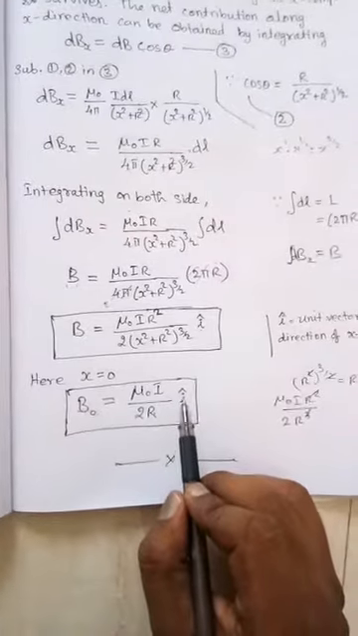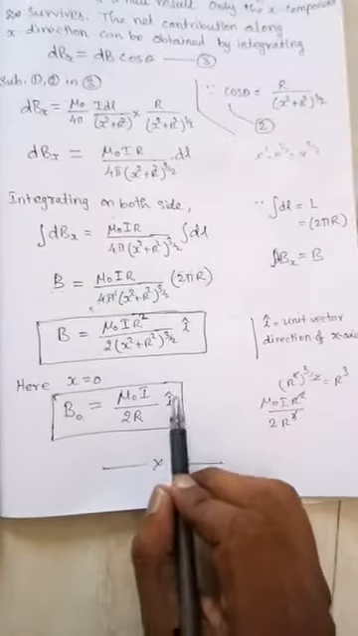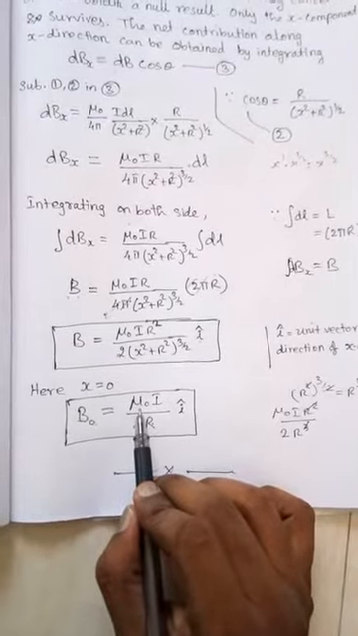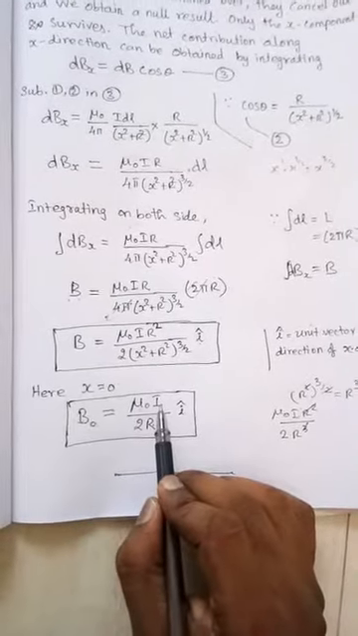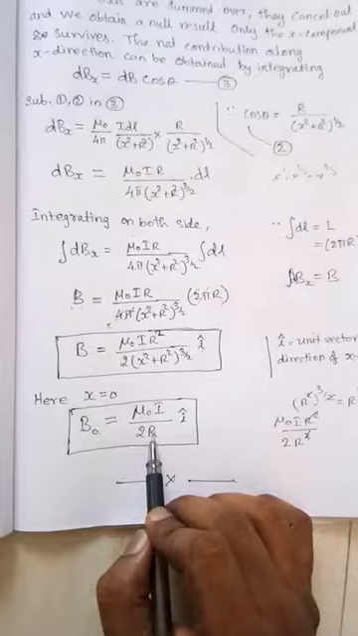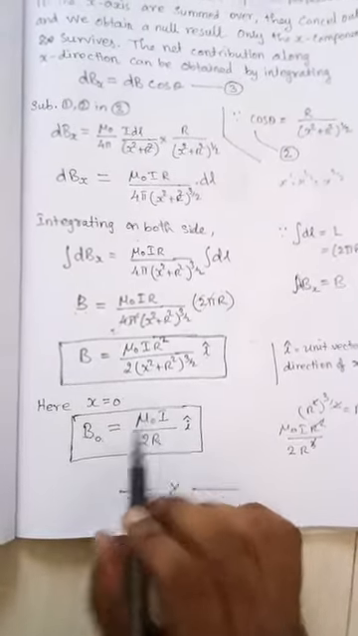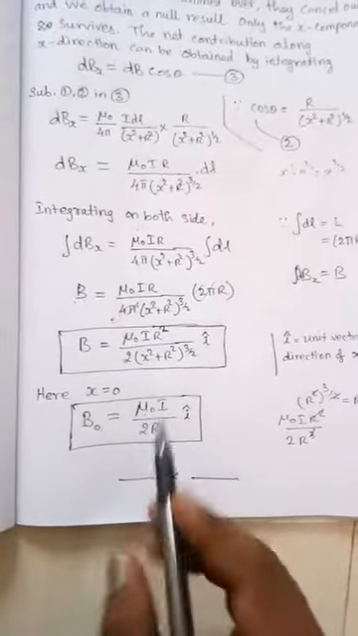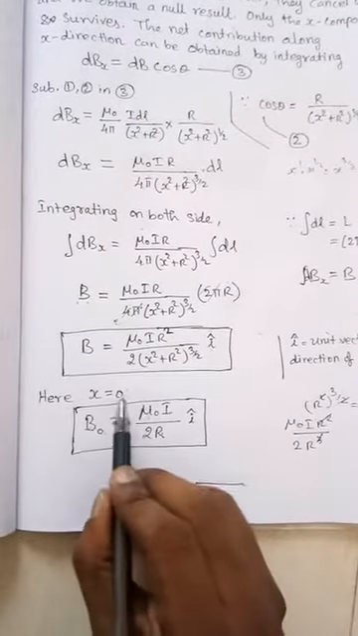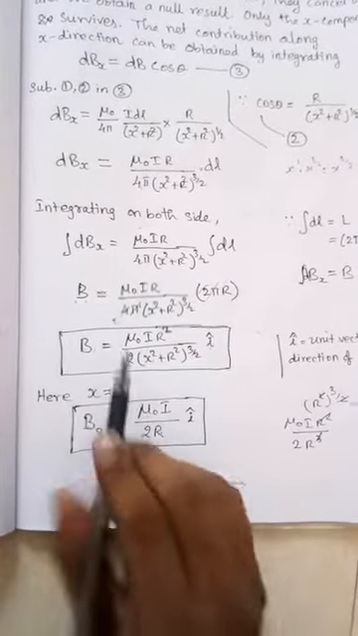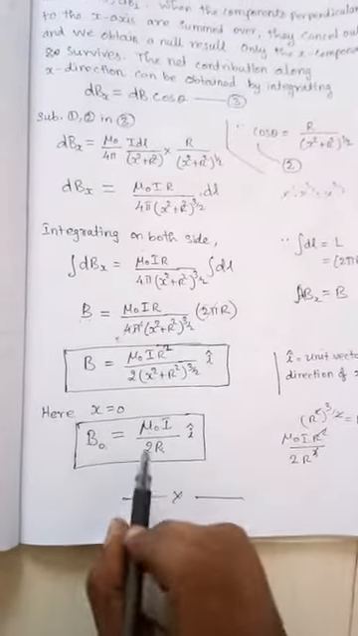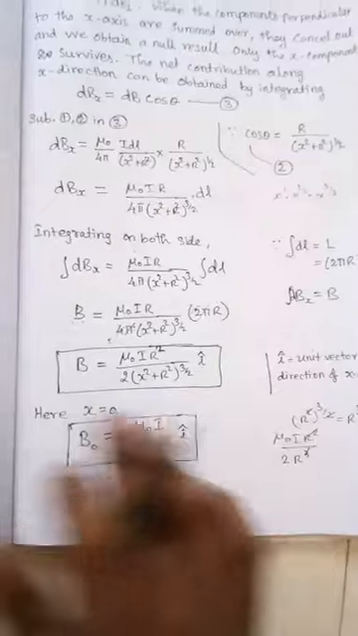I cap is the unit vector in the x direction. Mu naught is the permeability of free space, I is the applied current, and R is the radius of the loop. So you can easily calculate the magnetic field at a particular point. This is the point at the center of the circle, and otherwise the point is outside the circle at distance x. You can easily calculate the magnetic field using this formula.